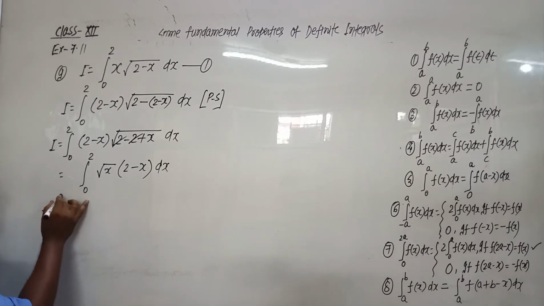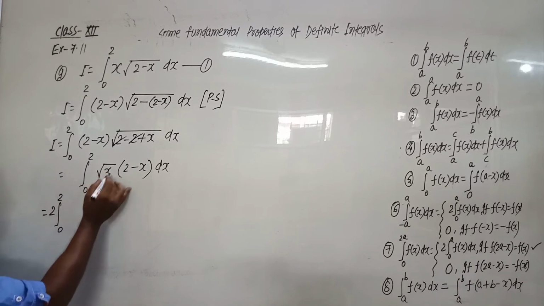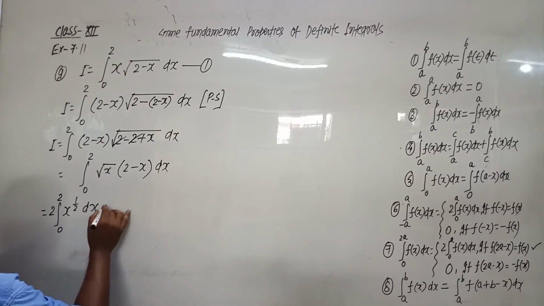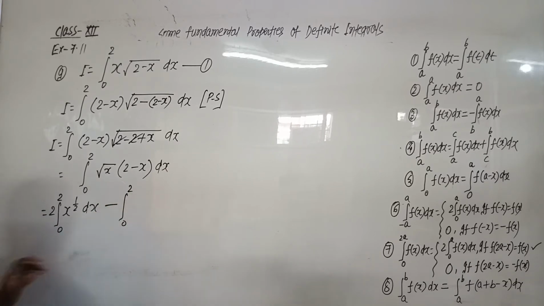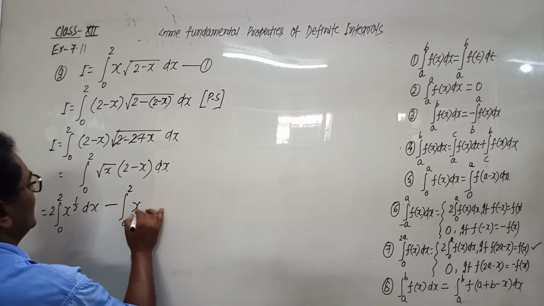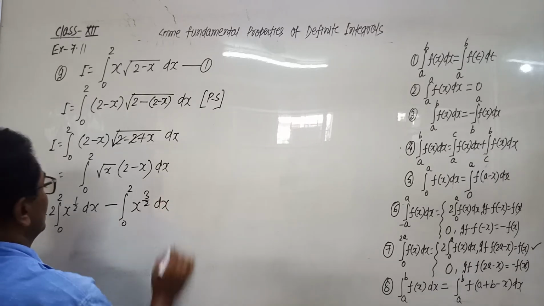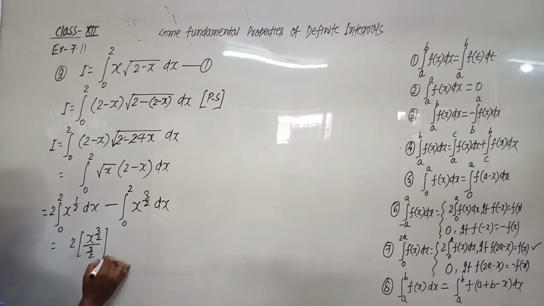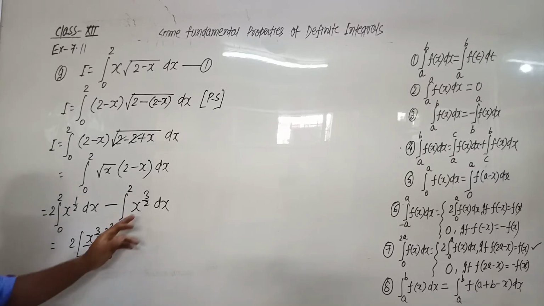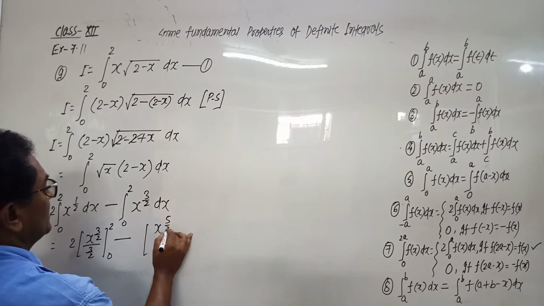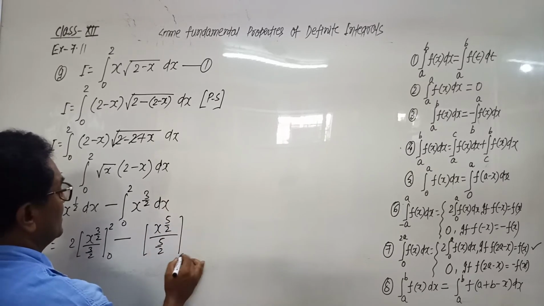So integration 0 to 2, 2 outside and root x, root x is written as x raised to the power 1 by 2 dx, minus integration 0 to 2 root x means x raised to the power 1 by 2 and x raised to the power 1. It gives x raised to the power 3 by 2 dx. Now integrate x raised to the power 1 by 2 to get x raised to the power 3 by 2 upon 3 by 2 and limit from 0 to 2, minus integration of x raised to the power 3 by 2, it becomes x raised to the power 5 by 2 upon 5 by 2 and limit from 0 to 2.